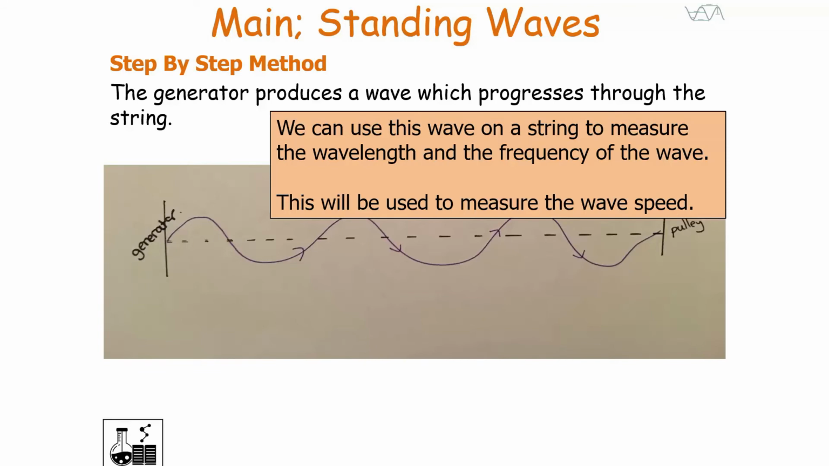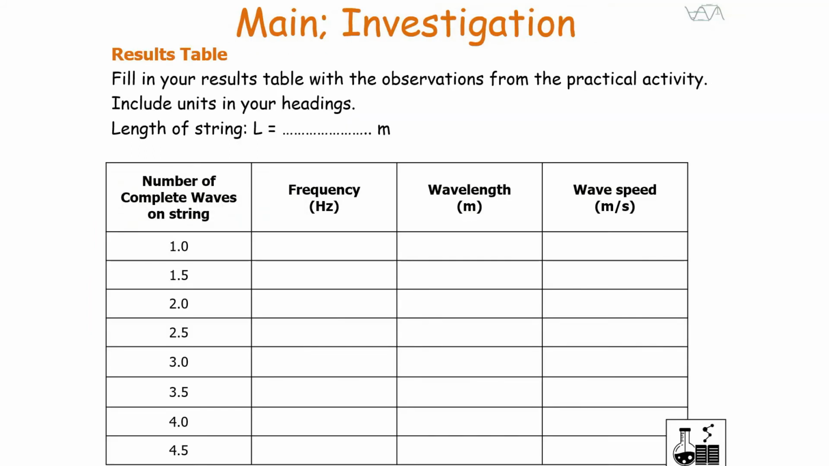Now we can then use this wave on a string to measure the frequency by looking at the signal generator and seeing what frequency it's set at, and then we can use that to measure the wave speed. So what you would do is you would take your measurement of frequency from your signal generator, you would calculate your wavelength of the wave produced by using a ruler and look at how many loops were on a string at that point. You then multiply the two values together and you would get the wave speed of the wave.